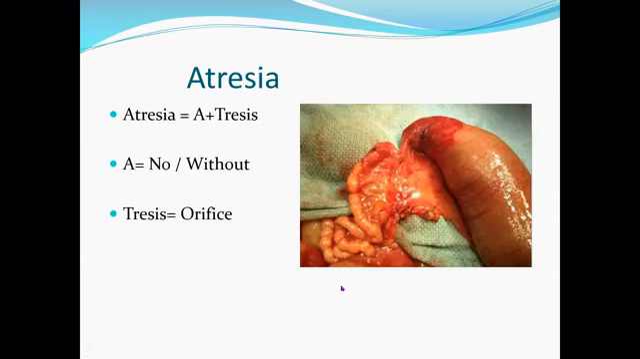So this is a picture showing atresia. A means no, or without. Tresis means orifice. That is, no orifice, no canalization, no luminal development.